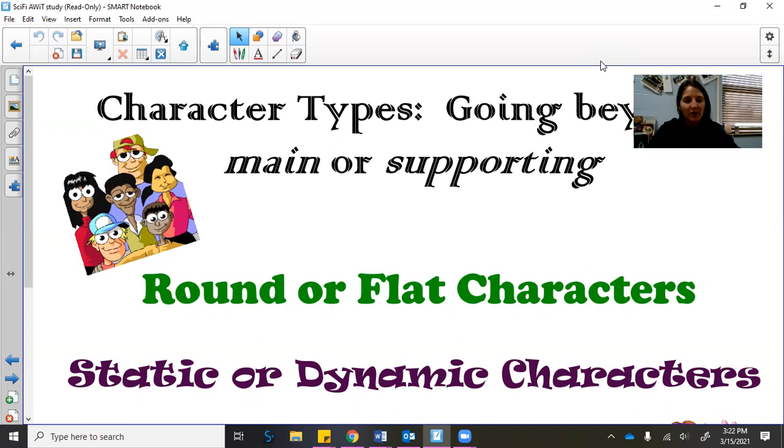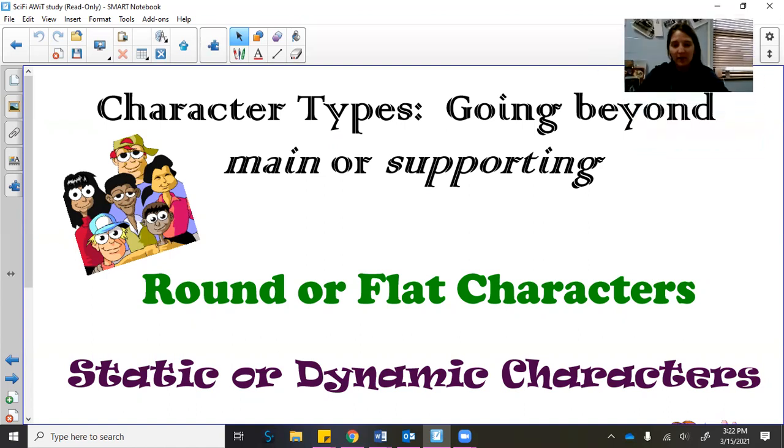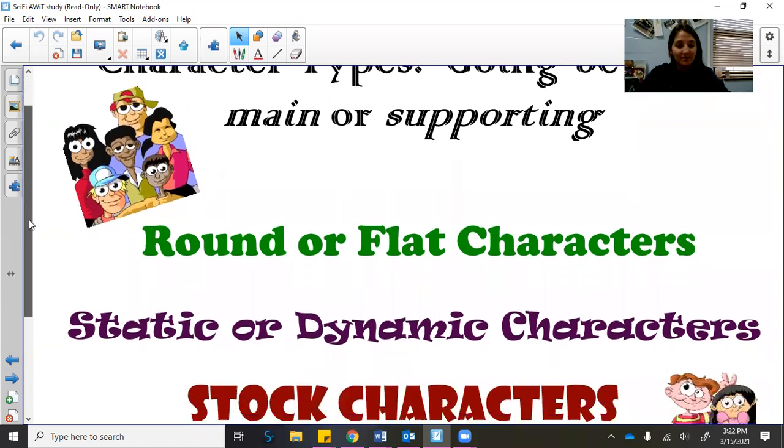Today we're going to be talking about character types. This week we are starting A Wrinkle in Time. I know some of you may have read this before we start the book in class, so this is something we're going to be talking about more as we get started. Today we're going to be talking about character types going beyond main or supporting. I would like you to write this down in your notes, so pause at any time and here we go.